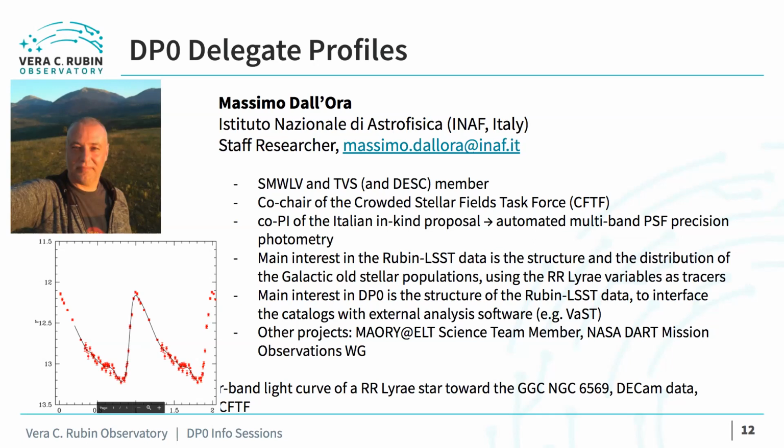I'm also involved in other external projects. For example, I am a science team member of the MAORY instrument at the European Extremely Large Telescope. And I also participate, but this is not my main business, in the NASA DART mission. Here you see, for example, an RR Lyrae light curve over a red star in the galactic globular cluster NGC 6569. These are DECam data, and these are produced within the Crowded Stellar Field Task Force. Thank you.